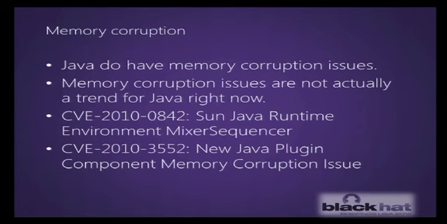The third issue is memory corruption. You might wonder, oh, there is no memory corruption in Java, but actually they exist. For example, 2010-0842 and 2010-3552. They are all memory corruption issues, some kind of traditional issues, but it looks like they are not so popular. Right now, Java is not suffering much from memory corruption issues. They are suffering much more from type confusion issues. In 2012, we have two major type confusion bugs, just as I explained.